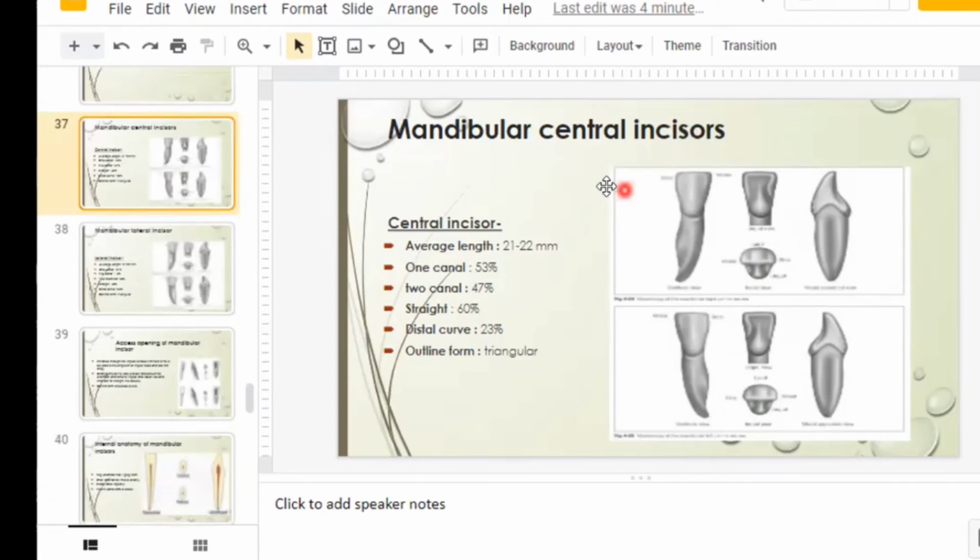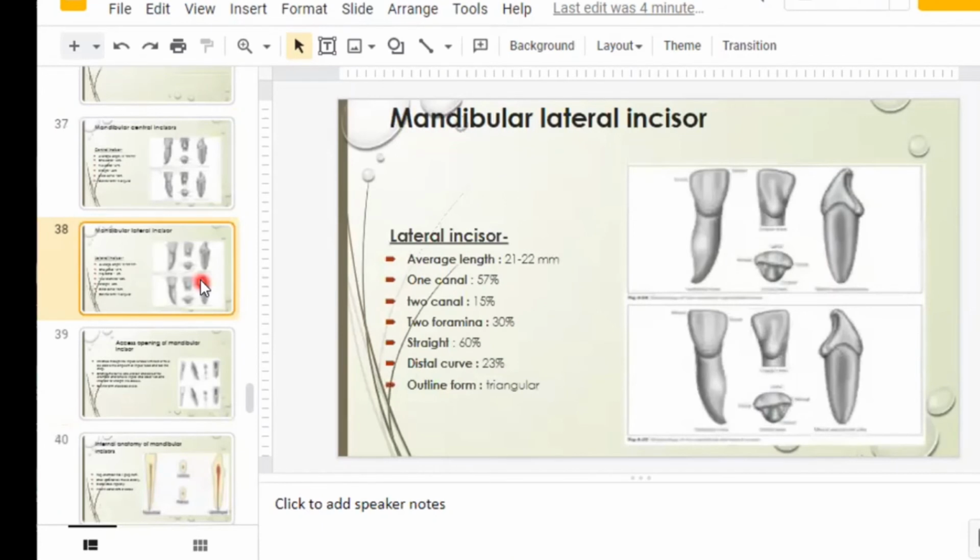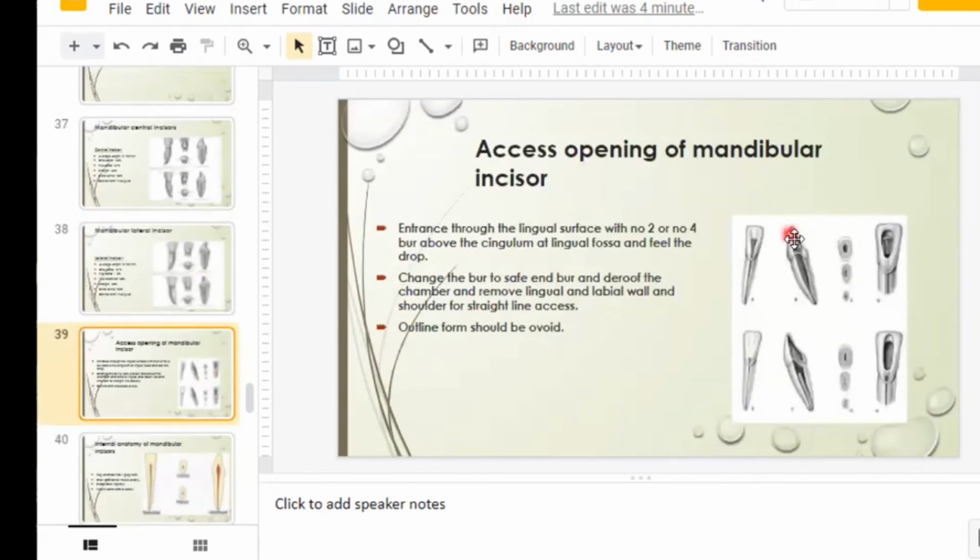Now the mandibular central incisors. Again, average length, 1 canal, 2 canals, everything is the same. And how to start with the access opening, let us see. For lateral also it is the same. So how do you start? We should start at the lingual surface. In fracture cases, incisal edge fractures, or cervical end fracture cases, we'll start from the labial or incisal view. Otherwise, always from the lingual surface.